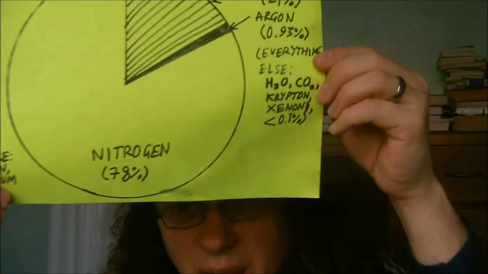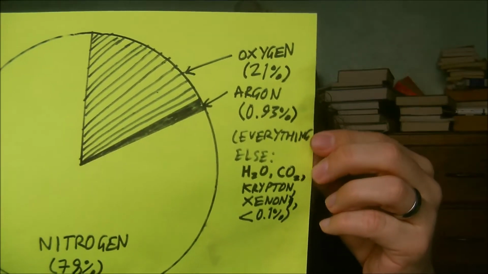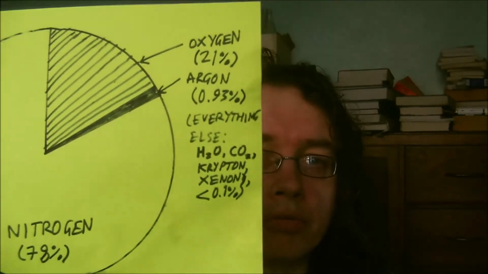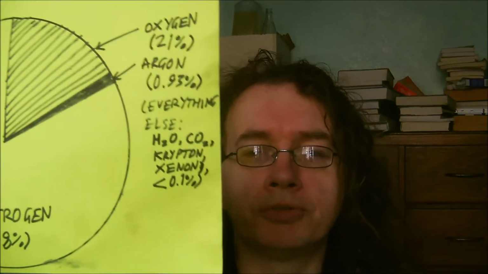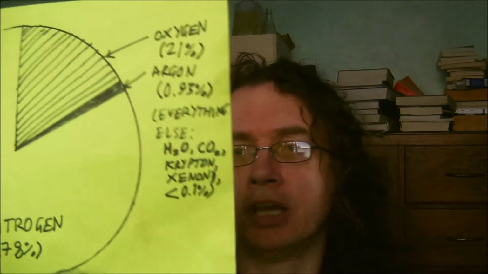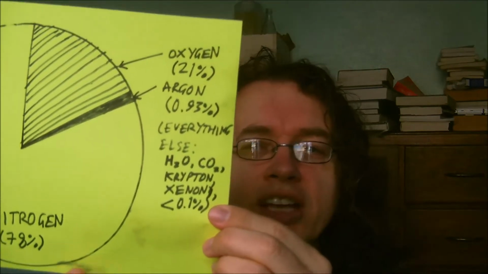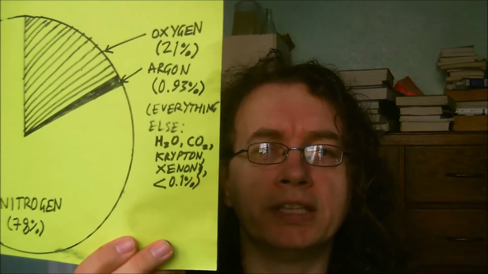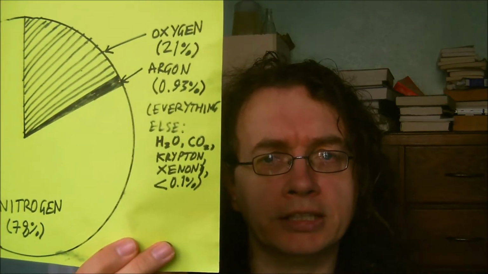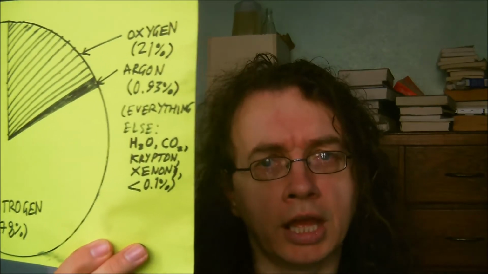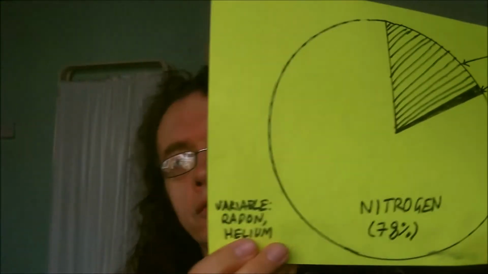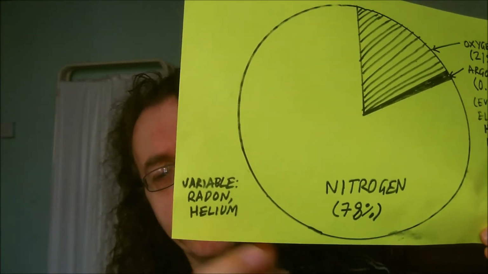firstly, you might notice that carbon dioxide is actually very low. Carbon dioxide is something like 0.003%, and the others, water vapour, that goes up and down, that varies. Krypton and xenon are in tiny traces. Xenon is probably the most expensive of all the element gases. It actually costs more weight for weight than gold does. And then you've got helium and radon, which vary.